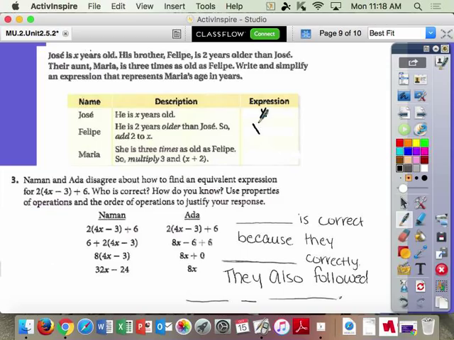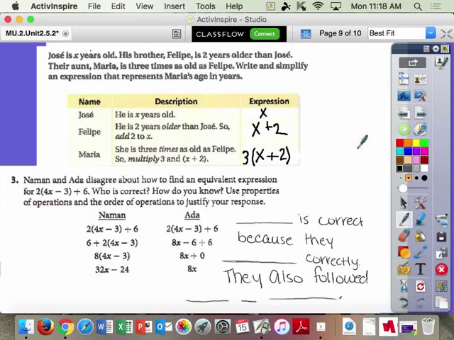So whatever Jose is, I'm going to add 2 years and I'm going to get Felipe's age. Maria is 3 times as old as Felipe. So if X plus 2 equals Felipe, whatever that gives me, I'm going to multiply it by 3, and that's how I'm going to get Maria's age. And that's all they want us to do for that problem.